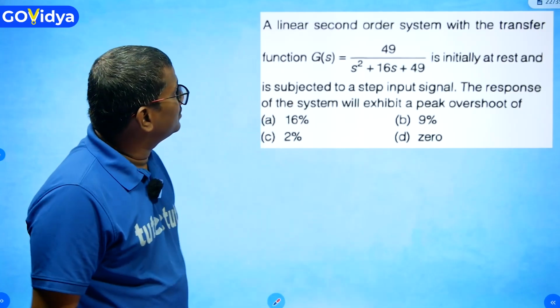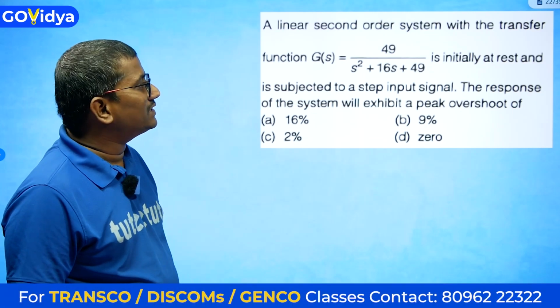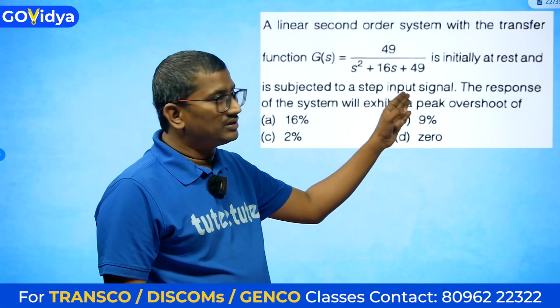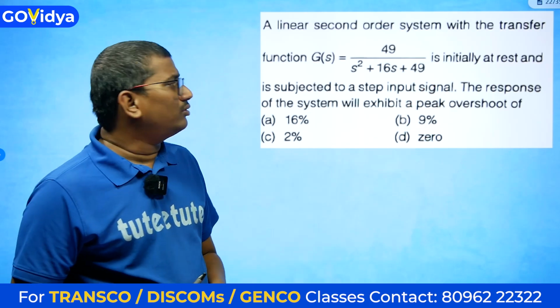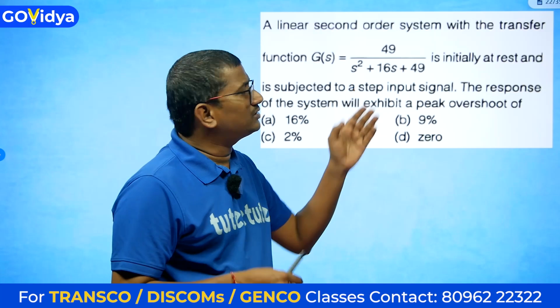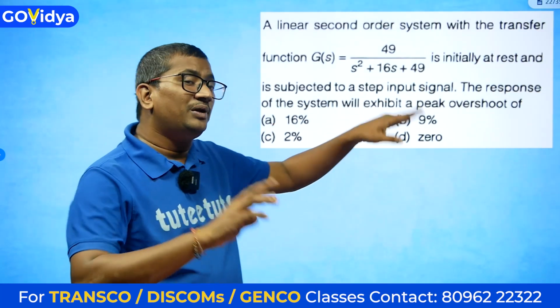Now let us see this question. A linear second order system with the transfer function G(s) = 49 / (s² + 16s + 49), initially at rest, is subjected to a step input signal. That means this system we have disturbed with the step input. The response of this system will exhibit a peak overshoot of.